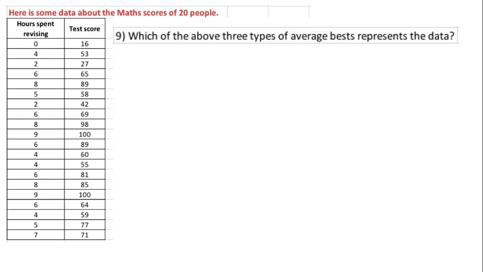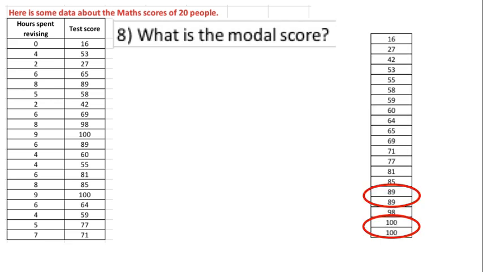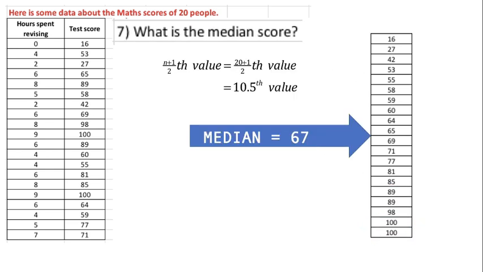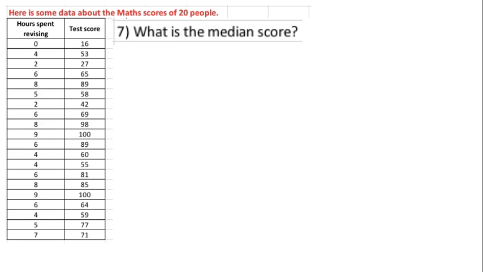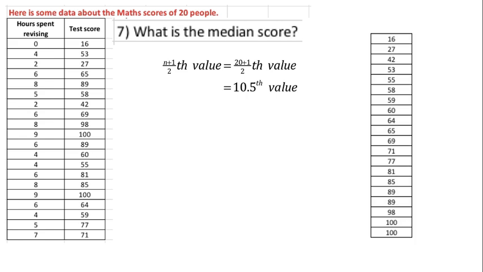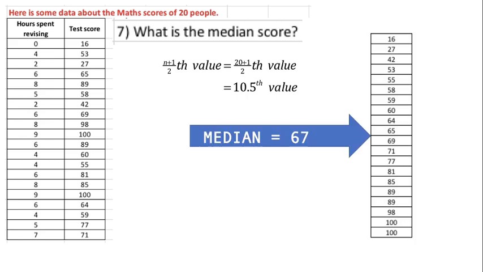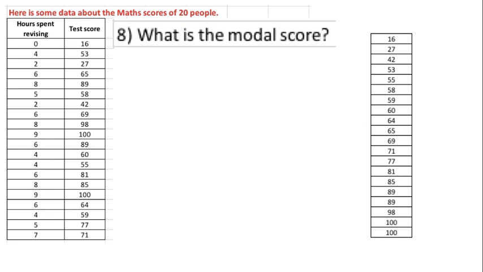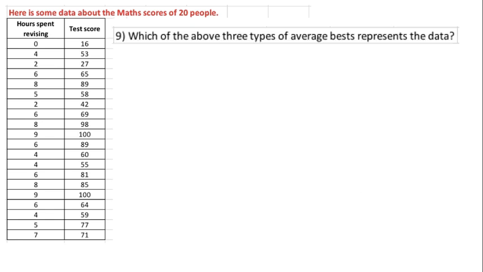Which of the above three types of average best represents the data? Well, let's look back at them. The mode being 89 or 100 doesn't really say much about the data set as a whole, so that's not telling us much. The median and the mean, which are both quite close to each other, 67.9 and 67, are telling us a lot more about the typical person in that set of data. So the median or the mean, for that reason, are better than the mode.